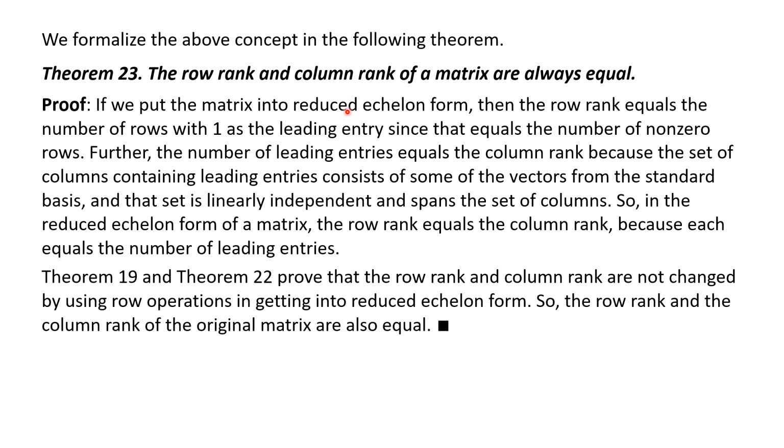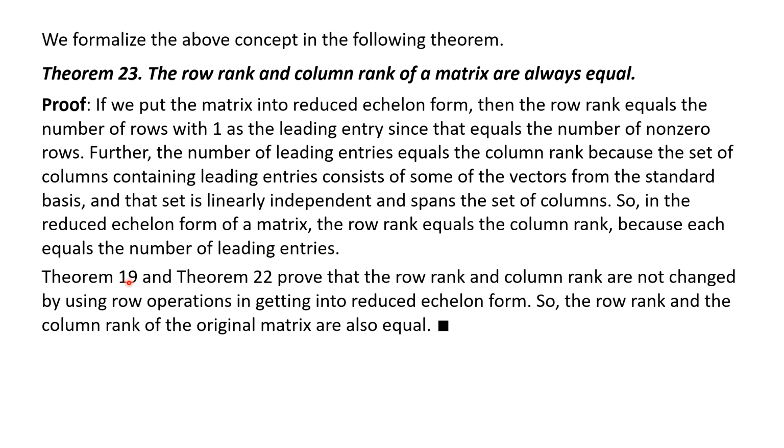If we put the matrix into reduced echelon form, then the row rank equals the number of rows with 1 as a leading entry, since that equals the number of non-zero rows. Further, the number of leading entries equals the column rank, because the set of columns containing leading entries consists of some of the vectors from the standard basis, and that set is linearly independent and spans the set of columns. So in reduced echelon form of a matrix, the row rank equals the column rank, because each equals the number of leading entries, leading ones.